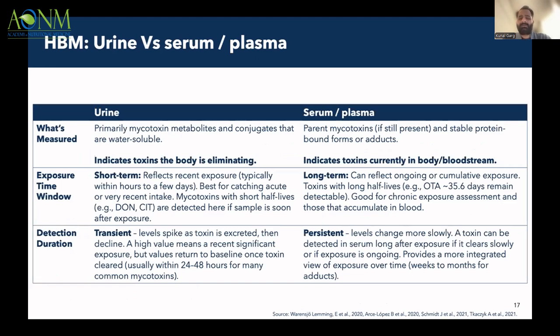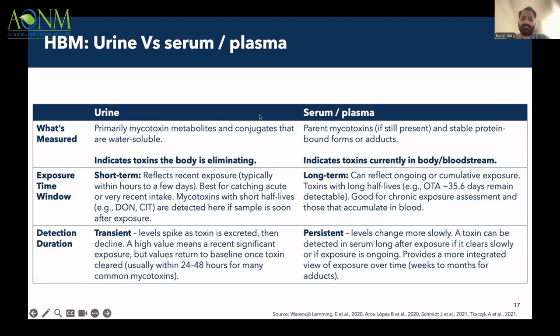Since we've started working on Toxiplex, we've received a lot of questions from patients and from doctors regarding urine tests for mycotoxins versus serum tests for mycotoxins, and they are usually compared. And I want to make a point that these tests should not be compared. Rather, these tests actually work in complement, and they are really for different uses.